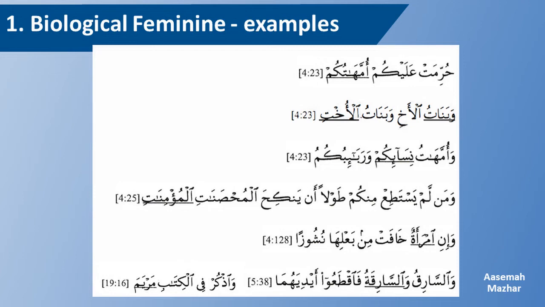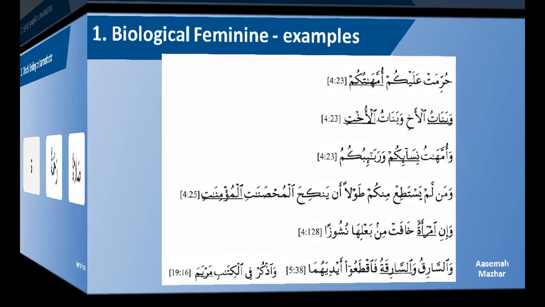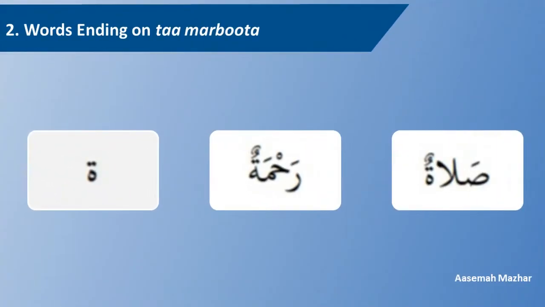And then we have another ayah. We'll try to come back on this, inshallah. Let's look into the next ayah. وَاذْكُرْ فِي الْكِتَابِ مَرْيَمَ. We all know that Maryam is a name of a woman. And all names of women are also considered biologically feminine. That was easy. Now let's look into second category.